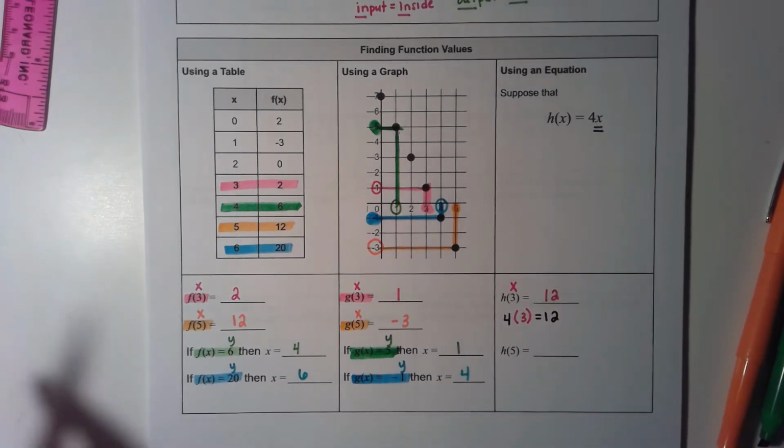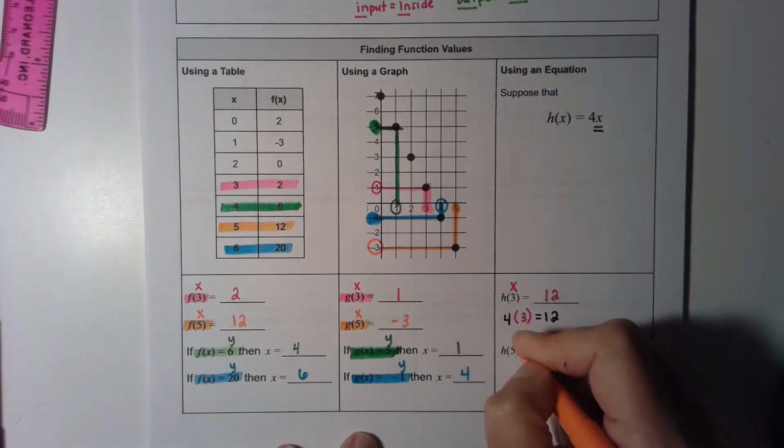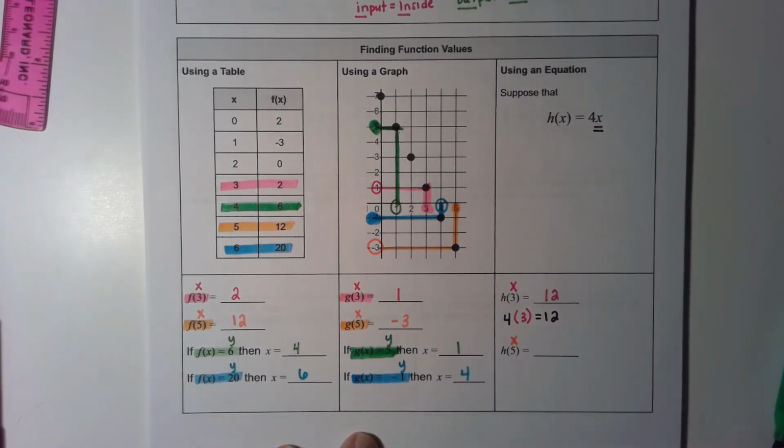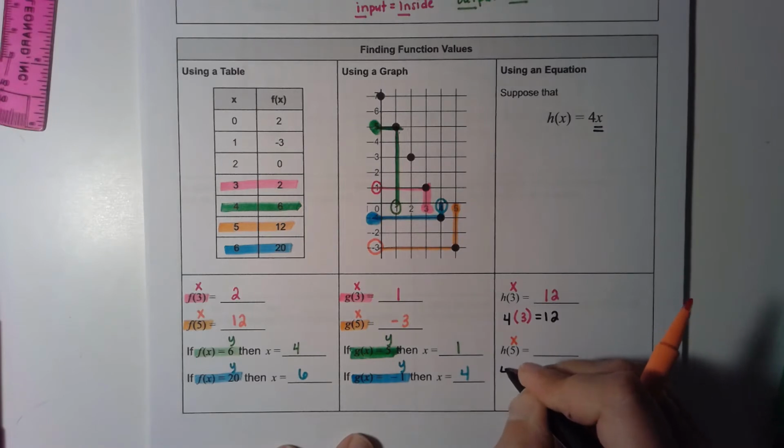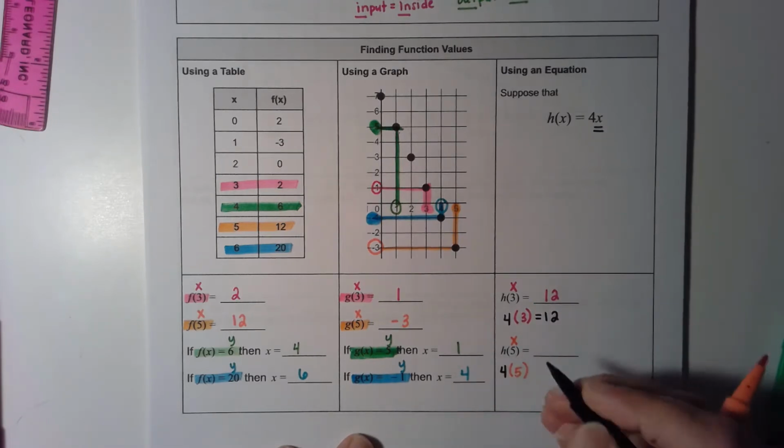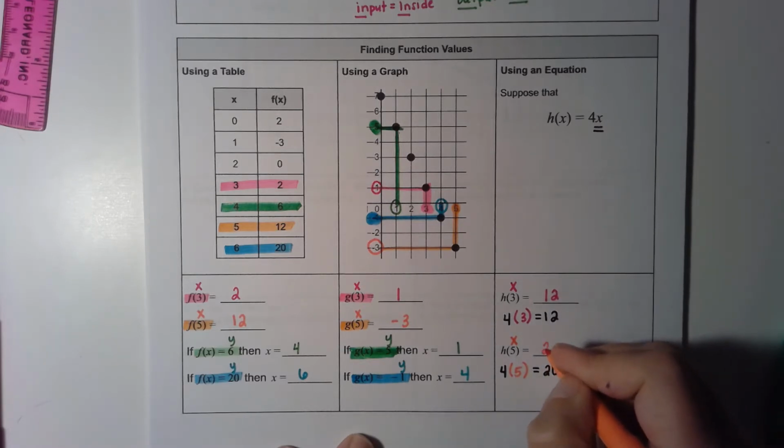And if I say find h of 5, that means replace the x with a 5. So instead of 4 times x, I would have 4 times 5, which means I get 20. So my answer here would just be 20.